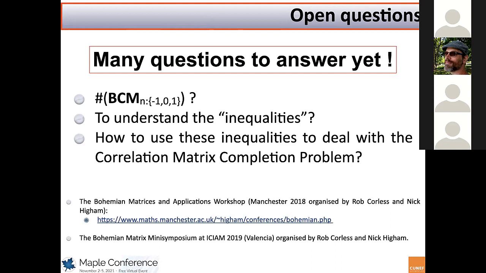And also these inequalities can be very useful when dealing with what is called in linear algebra the correlation matrix completion problem. That is no more than having a matrix with some entries unknown, and we want this matrix to be a correlation matrix, but using these inequalities provides an interesting way to solve this problem.